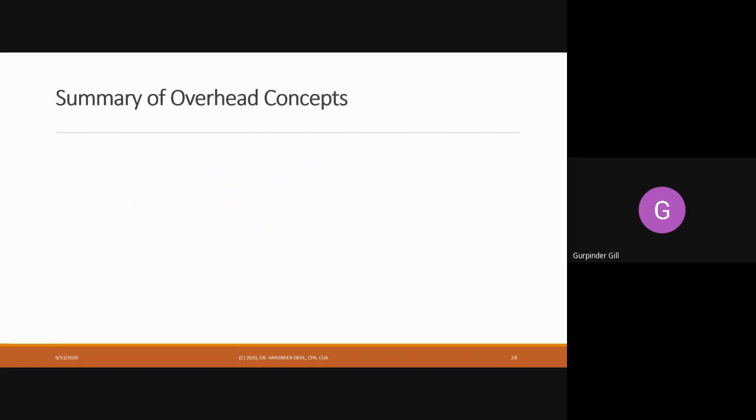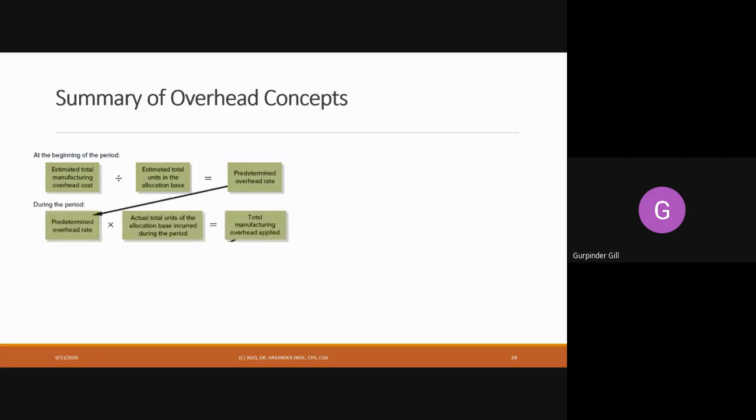So this is a quick summary of our overhead concepts that we have talked about so far. At the beginning, the first step is you're estimating the total manufacturing overhead cost. That is divided by your allocation basis, whether that is your direct labor hours or your machine hours or some other allocation basis. That gives you your predetermined overhead rate that will be used during the year. That predetermined overhead rate multiplied with the actual total units of the allocated base incurred during the period gives you your total manufacturing overhead that will be applied in the period.